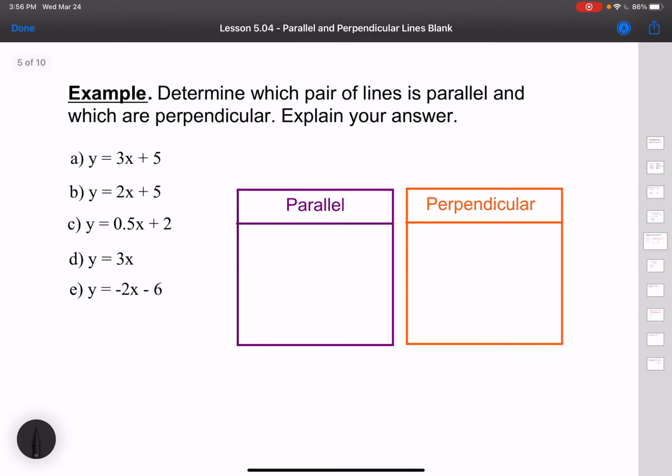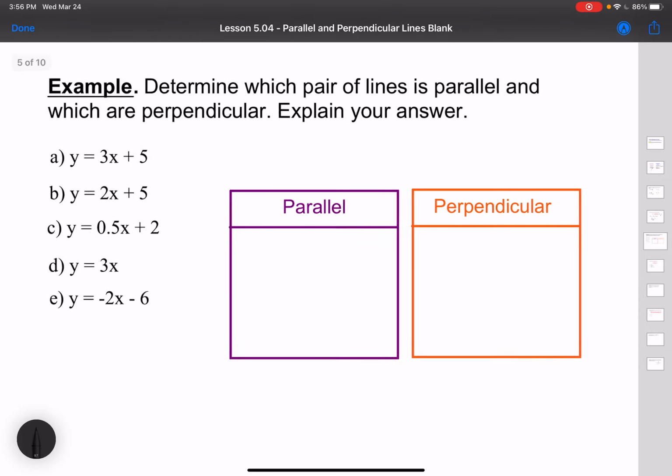Okay. Next, let's put that into practice. Which pairs of lines are parallel and which are perpendicular? First of all, let's just do the parallel column. If we want to check things that are parallel, look at your given slope. Let's say the first one is 3. Are there any other lines with slope 3? You can see the one in D has that slope. So we can say A and D are parallel.